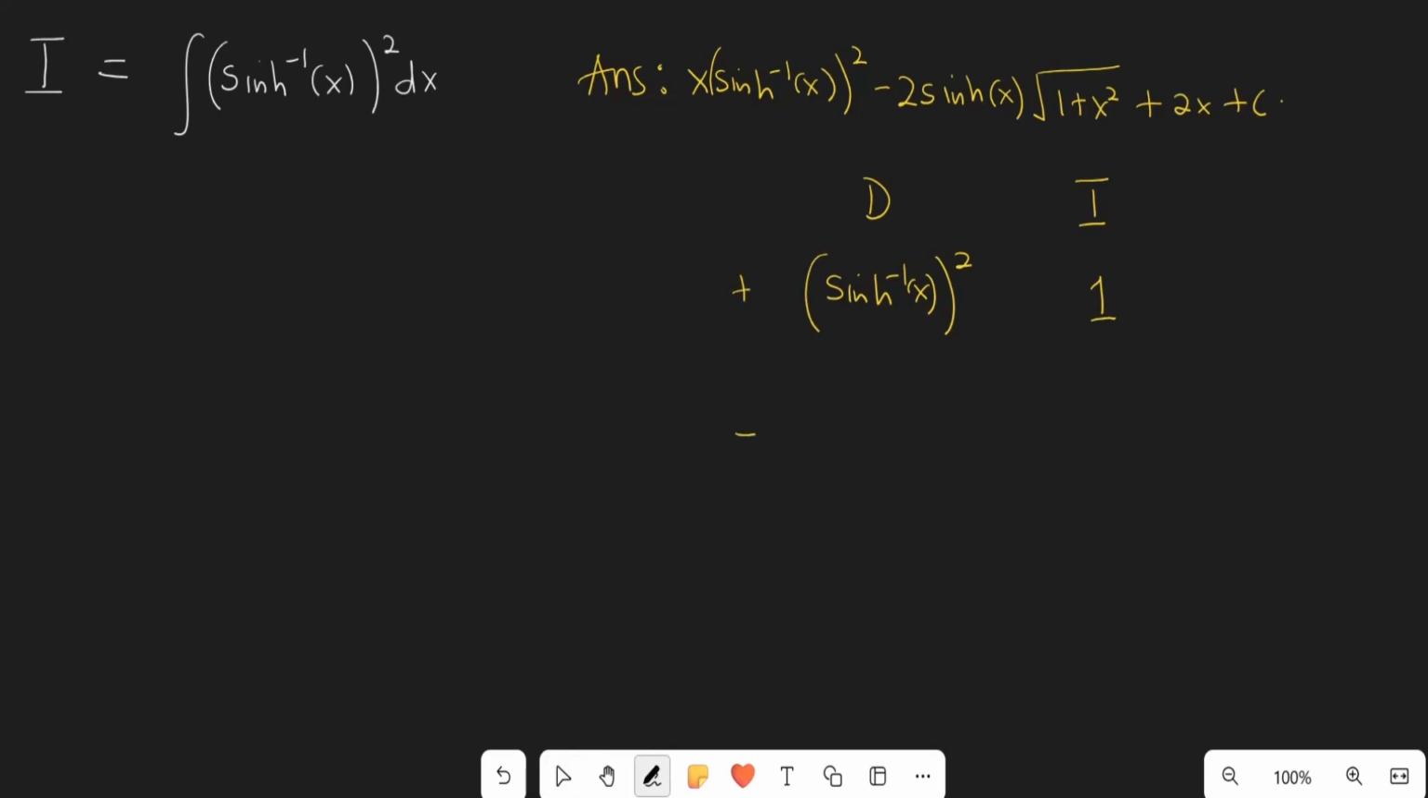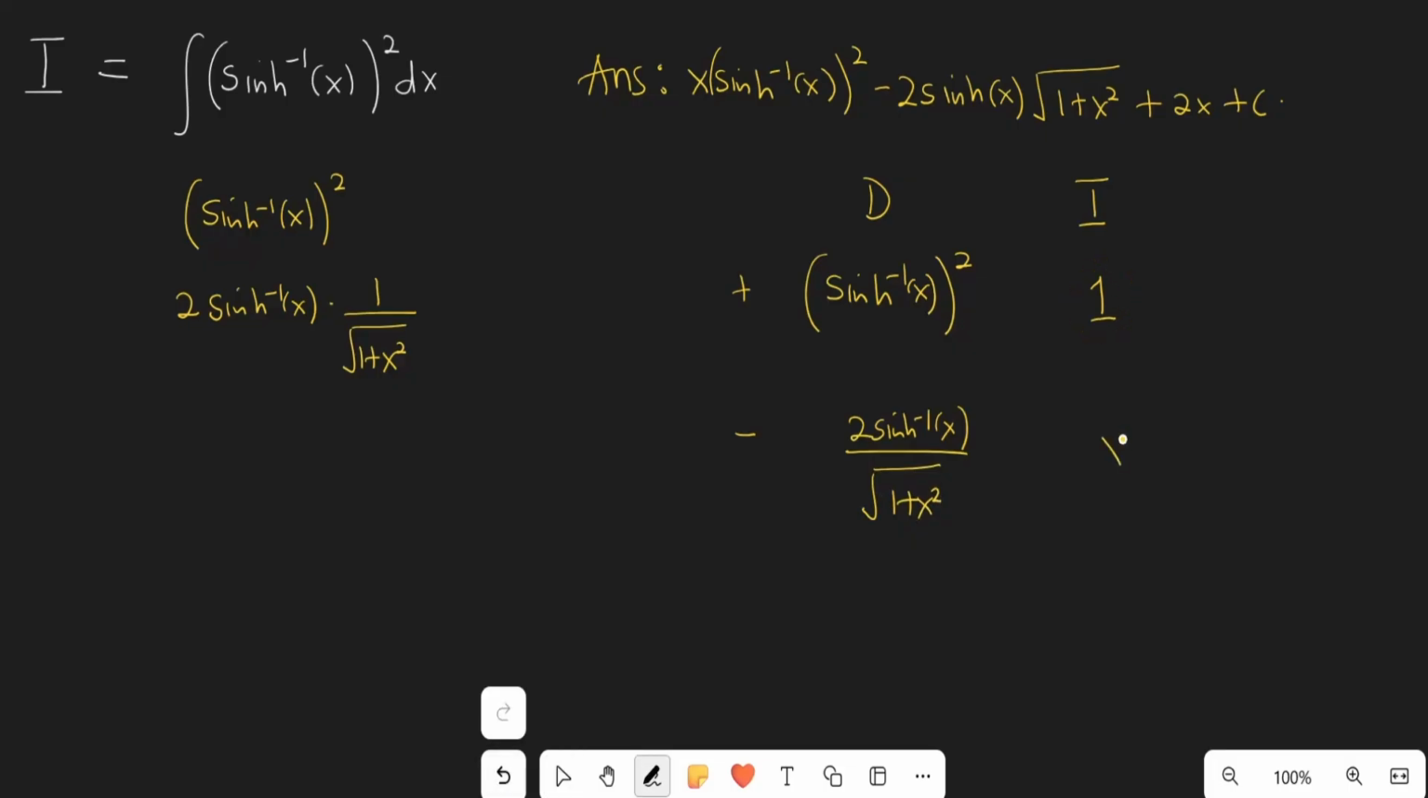When I'm differentiating the sine hyperbolic inverse of x squared, I have to differentiate the power using the power rule. So I have 2 times the sine hyperbolic inverse of x, and now we have to differentiate the sine hyperbolic inverse of x and multiply. The derivative of the sine hyperbolic inverse of x is 1 over the square root of 1 plus x squared. So differentiating this one is 2 times the sine hyperbolic inverse of x divided by the square root of 1 plus x squared. And now integrating 1 in the x world is just x.